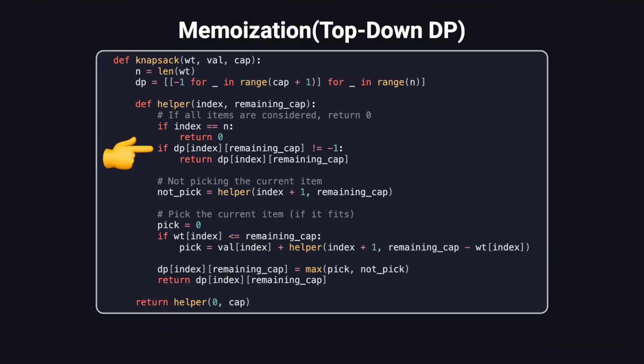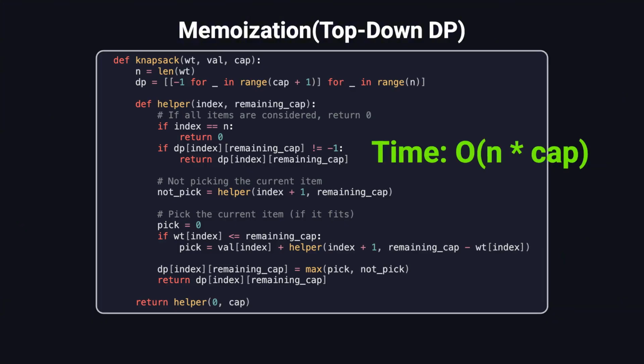At the beginning of each recursive call, we check if the result for the current index and capacity is already in the memo table. If so, we return it immediately without further recursion. If it's not, we continue just like before. Explore both the pick and not pick options, take the max, store the result in DP, and return it. With Memoization, we avoid repeated work. The time complexity drops to O(n) times cap, which is a huge improvement.